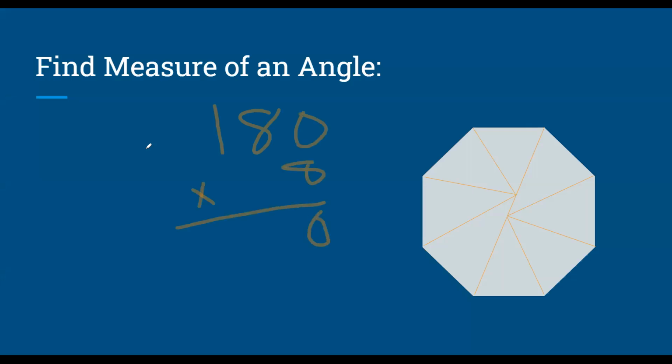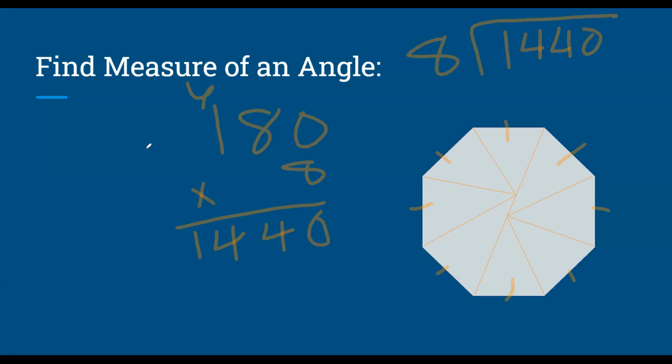8 times 0 is 0. 8 times 8 is 64. 8 times 1 is 8. Plus 6 is going to give me 14. So I have 1,440 degrees that this whole thing is going to add up to. And then this shape has 1, 2, 3, 4, 5, 6, 7, 8 sides because it's an octagon. So I'm going to divide this by 8. And then because you just multiplied it, you kind of know what your answer is already.